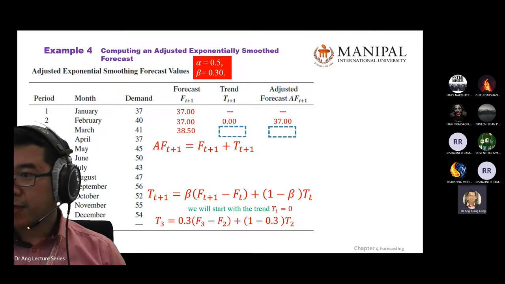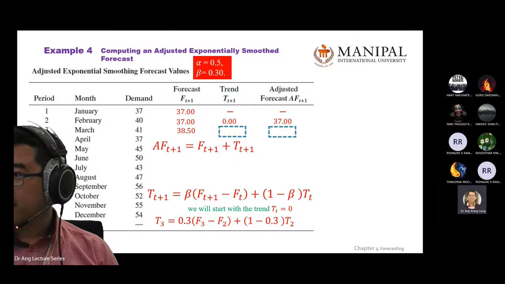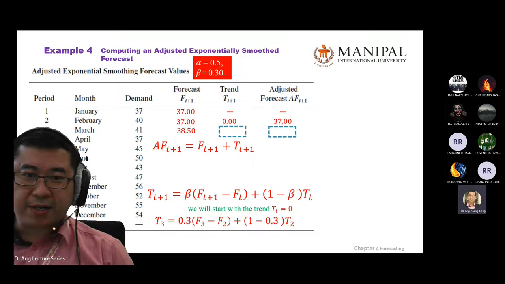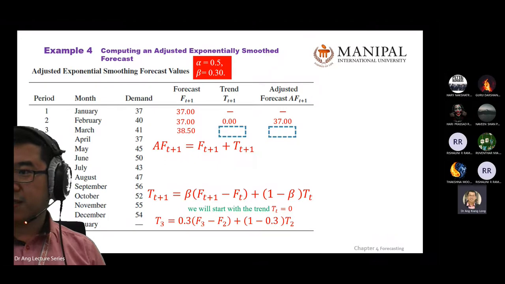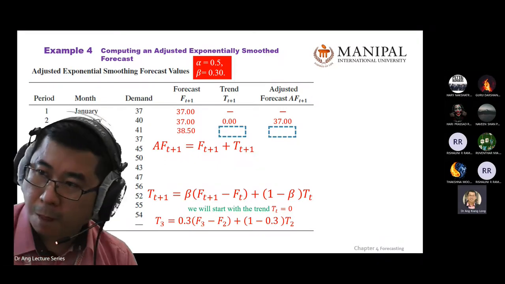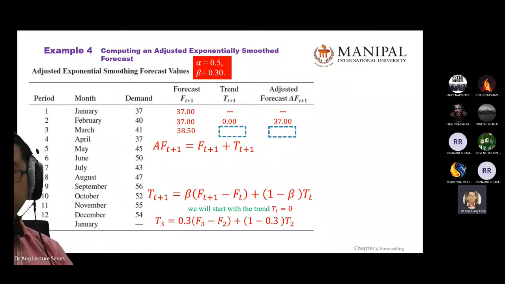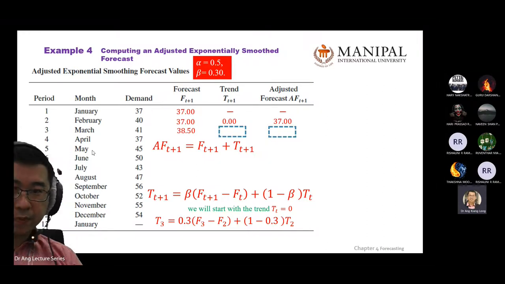Okay, the next one, is who? Sarini, is it? 40.44, sir. Correct, 40.44. Okay, the next one, is it Sarini? Sarini, are you there? Yes, sir. You are doing May month, right? May forecast, right? Okay, so I do it.